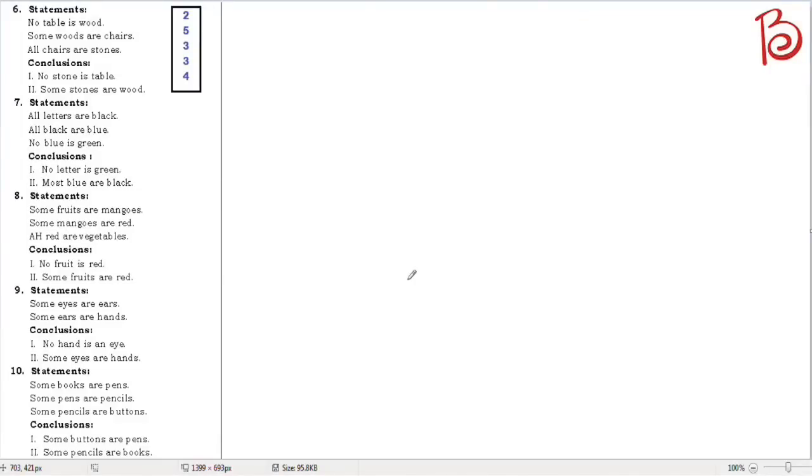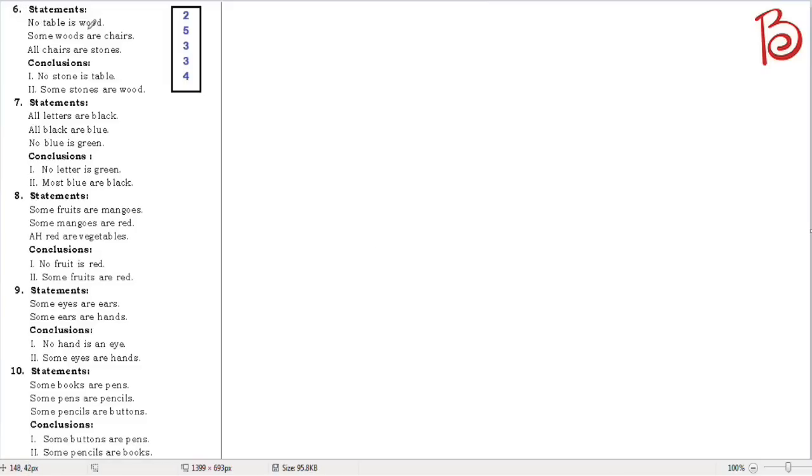Hello friends, today we are going to see about syllogism, and I am coming up with another set of examples here. Okay, and these are the questions, so we can go for the sums straight away.